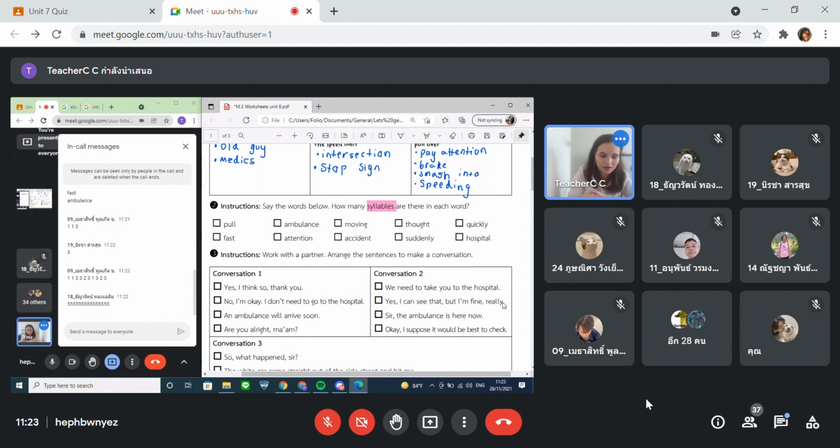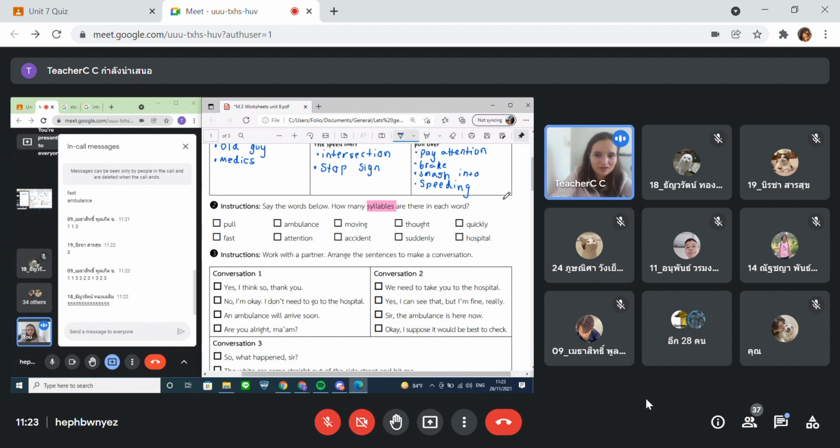Ambulance. How many sounds? Ambulance. 3. Attention. 3. Or you can clap it. Pull, fast. Ambulance. Attention. 3. Moving. 2. Accident. 3. Thought. 1. Suddenly. 3. Quickly. 2. Hospital. 3.